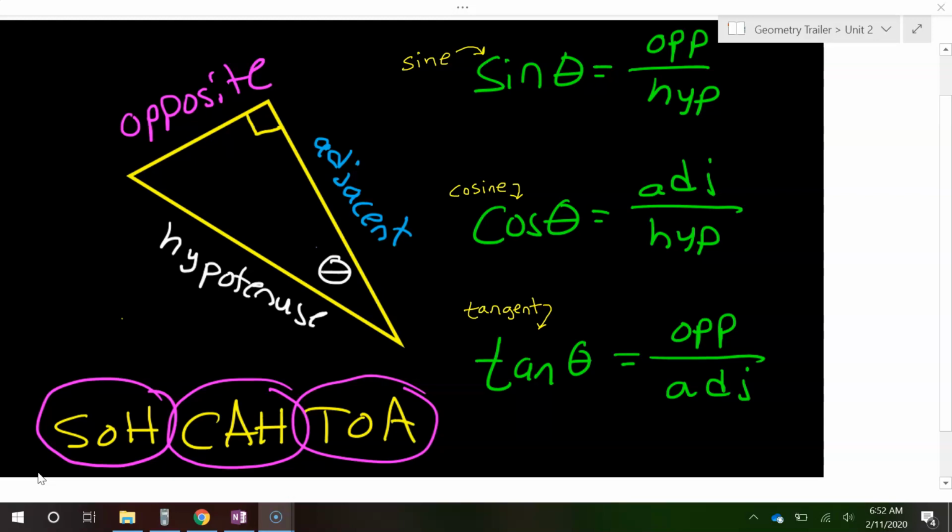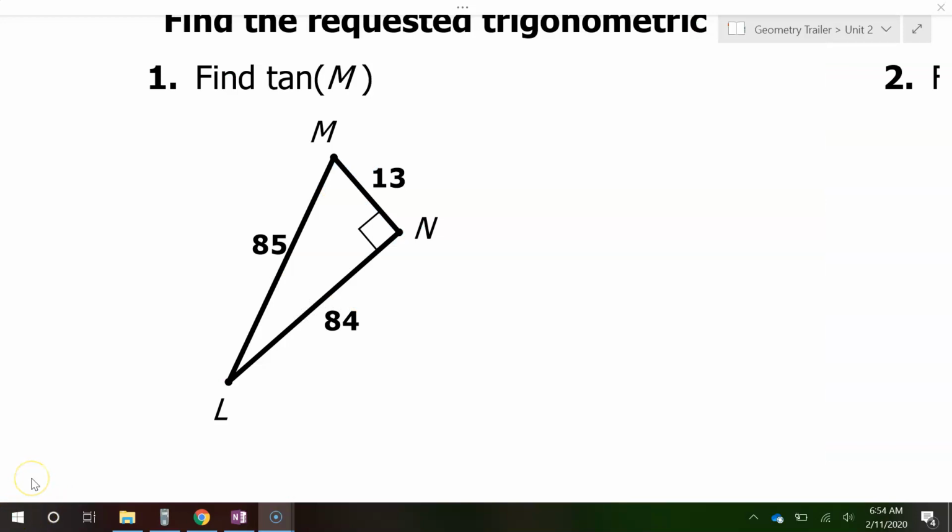These definitions are summarized by the word SOHCAHTOA, where SOH stands for sine is opposite over hypotenuse, CAH is cosine is adjacent over hypotenuse, and the TOA part reminds us that tangent is opposite over adjacent. So pretty much every time we do a problem, I'm going to start by writing down the word SOHCAHTOA as a reference. So if you can spell SOHCAHTOA properly, you are golden.